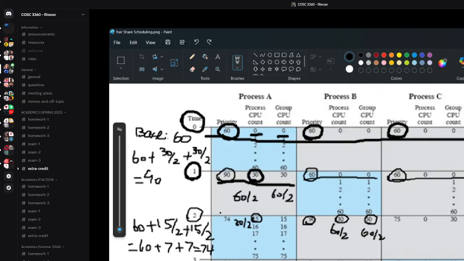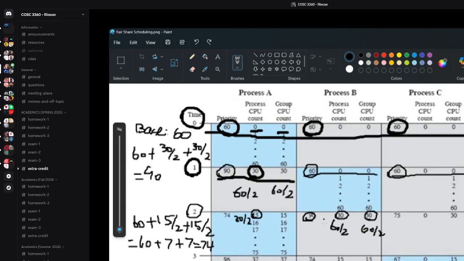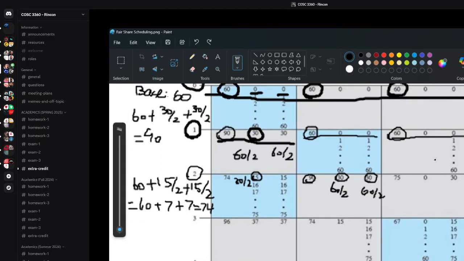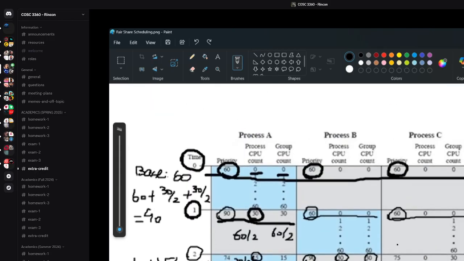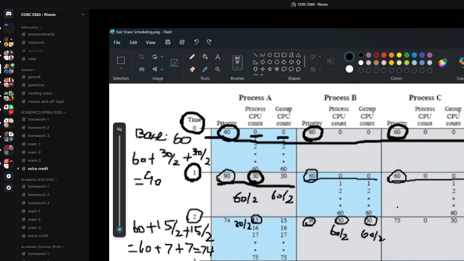Okay, so that's how 74 is gotten. And then same thing right here. How is this 30, right? So again, like I mentioned earlier, whenever a group process is running, the group CPU must be incremented synchronously. That's what I said at the very beginning.